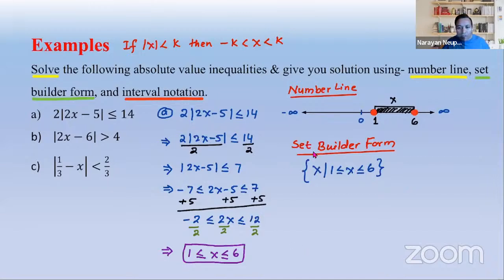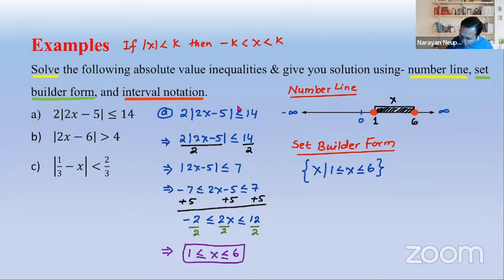So in set builder form, this is just a standard mathematical way of writing. Nothing fancy there. Just a standard mathematical way of writing the solution. All you have to do is begin the curly bracket, then write x, then this vertical line, meaning such that: the set of all x such that whatever answer you get here, you write that and close the bracket. That is the other way of writing the solution to the absolute value inequality, which is called the set builder form. And the last one is we have to write in interval notation.